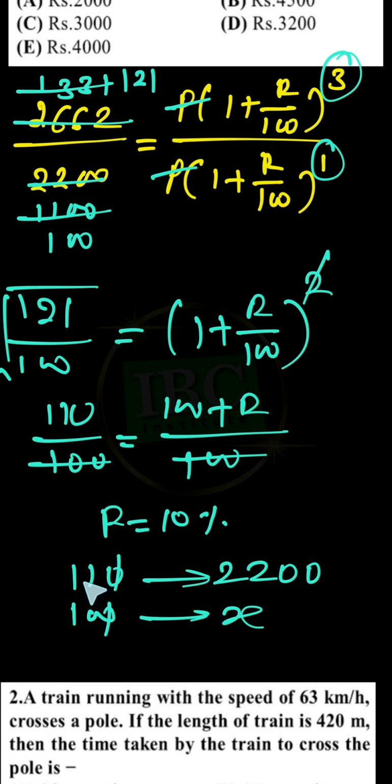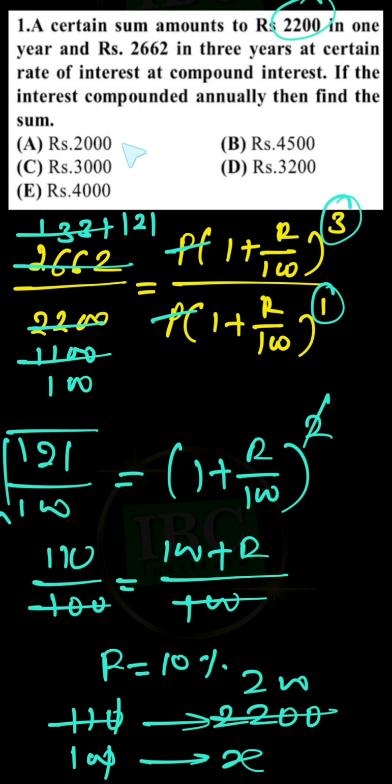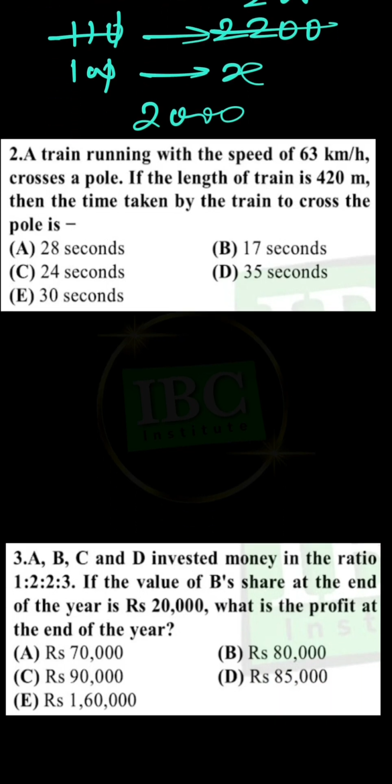So the zeros will get cancelled, and after multiplying in cross, you will get the value of principal, which is 2000 rupees. So the answer is option A, 2000 rupees. Okay, we proceed with the next example.